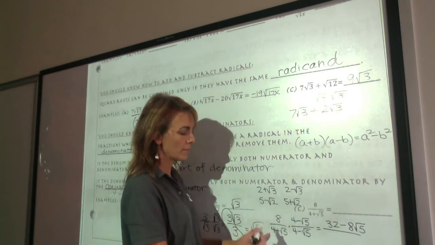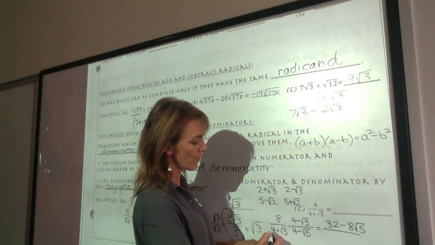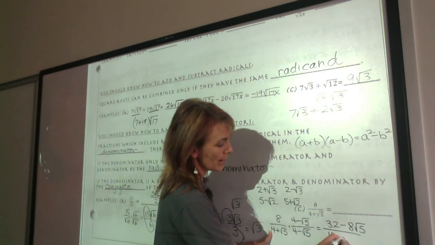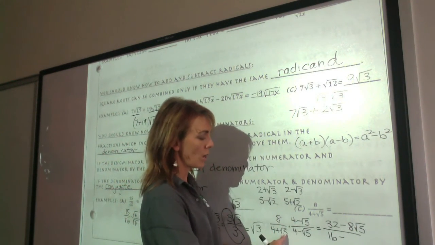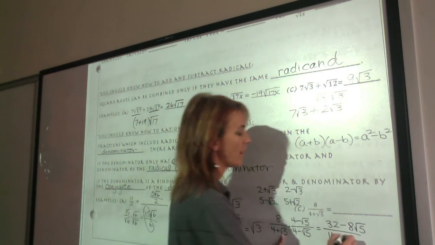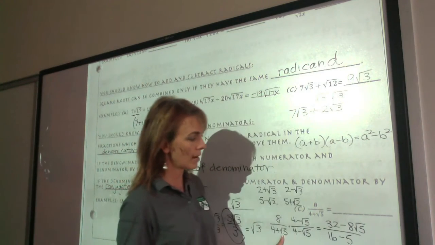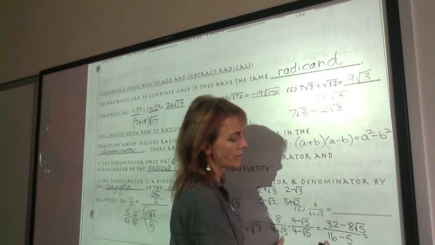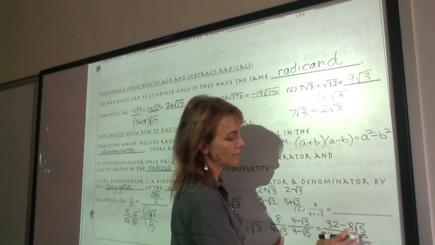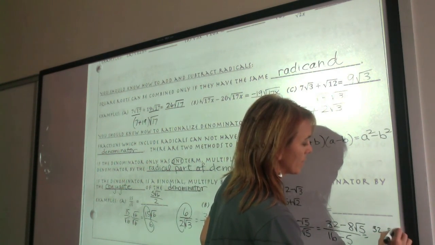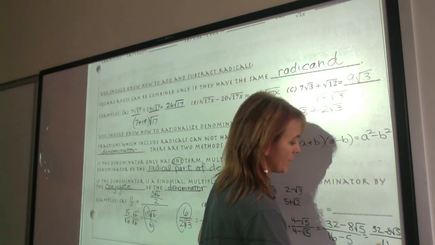So what I can do for the bottom is just square the front, and 4 times 4 is 16, and then put a minus in between and square the back. What is the square root of 5 squared? That's just 5. Okay? And then I would just finish this up by simplifying the denominator. I don't see anything else that can be done here. 32 minus 8 radical 5, all divided by 11.